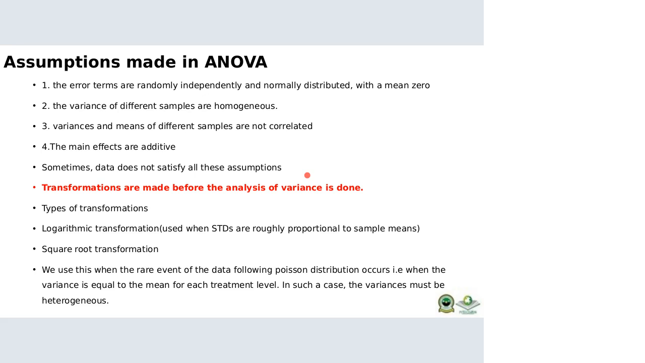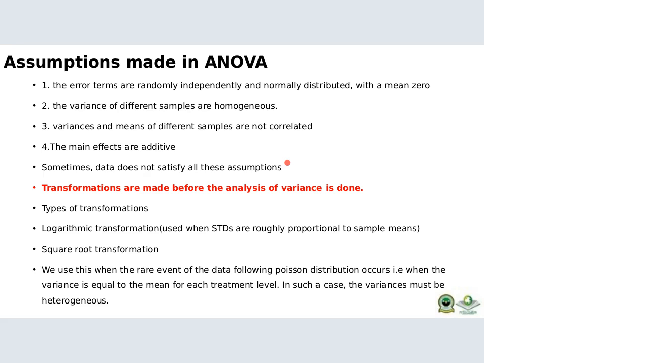The mean effects are additive, and sometimes data does not satisfy all these assumptions. So what do we do? We do what we call transformation, in the sense that we can use logarithmic transformation.